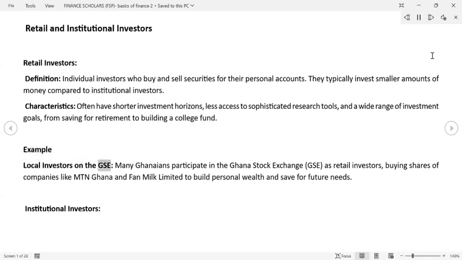Example: local investors on the GSE. Many Ghanaians participate in the Ghana Stock Exchange, GSE, as retail investors, buying shares of companies like MTN Ghana and Fan Milk Limited to build personal wealth and save for future needs.